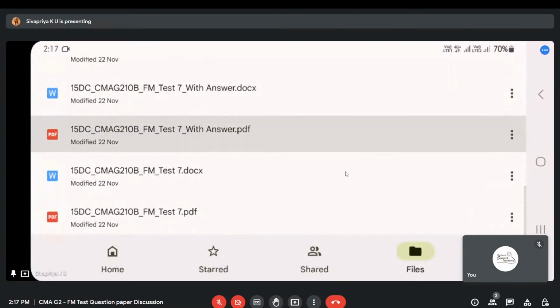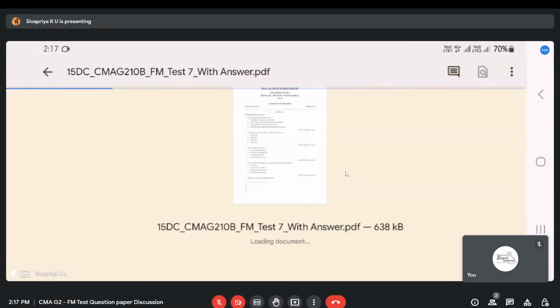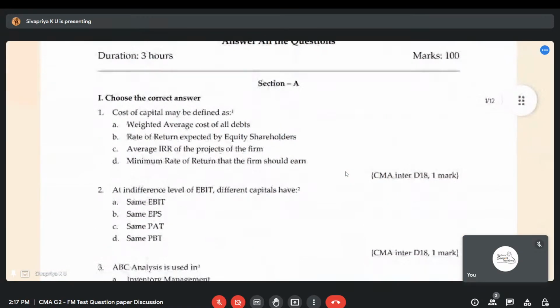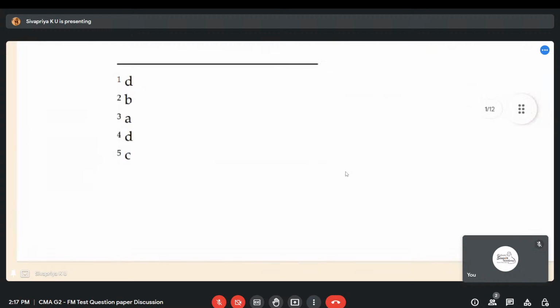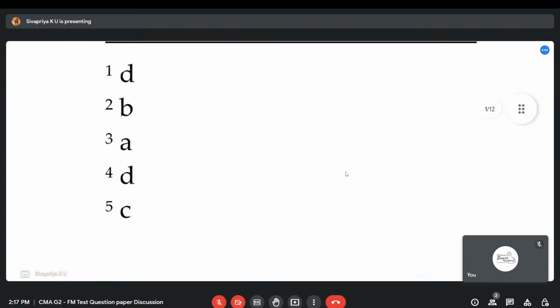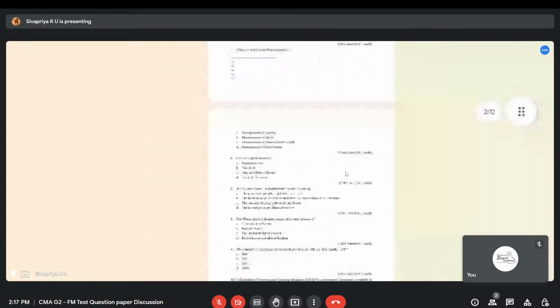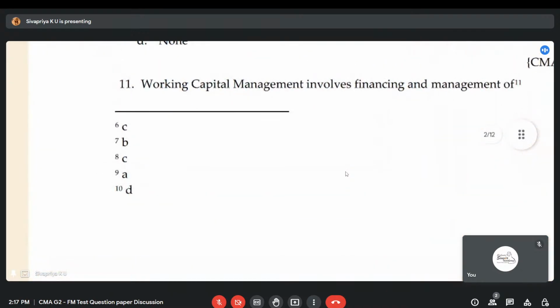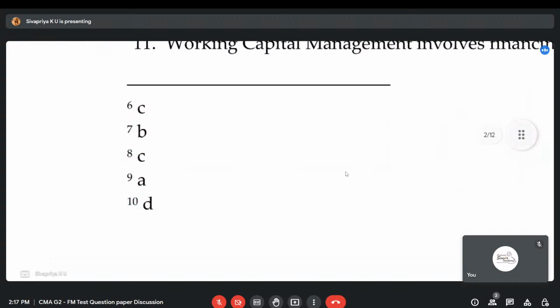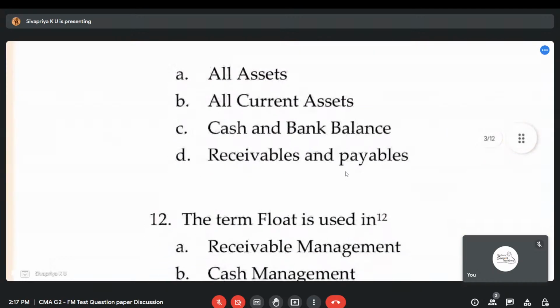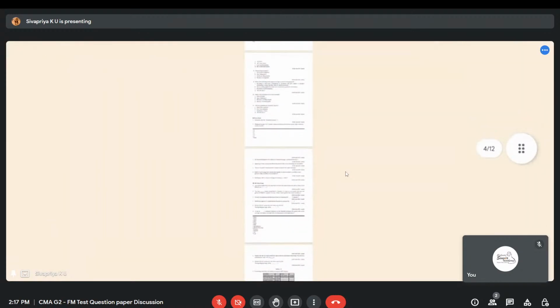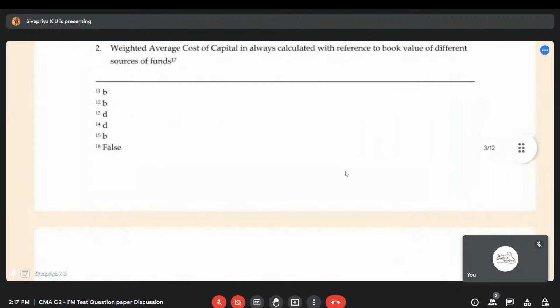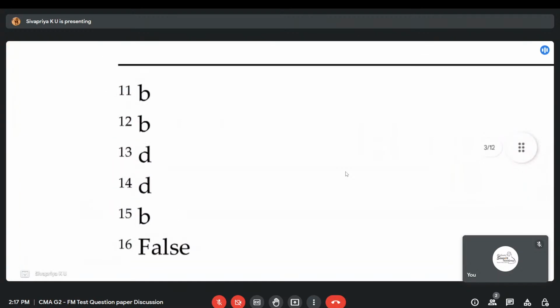And the full test, test number 7. Section A: 1D, 2B, 3A, 4D, 5C, 6C, 7B, 8C, 9A and 10D. 11B, 12B, 13D, 14D and 15B.